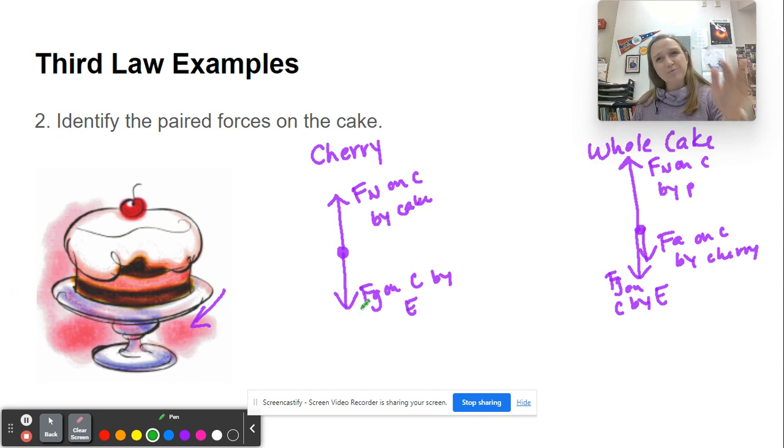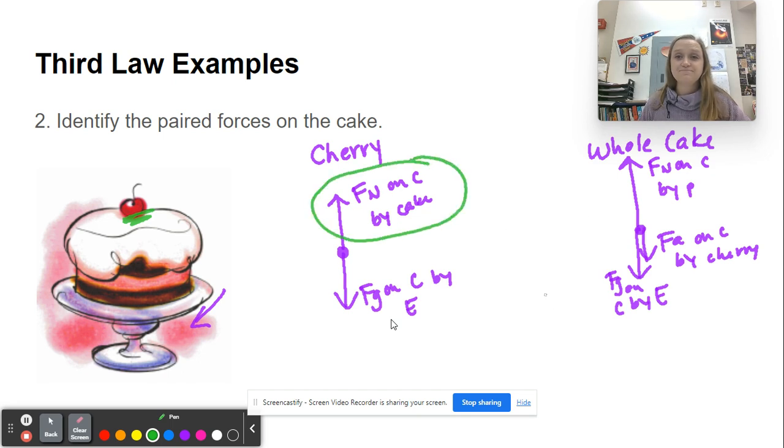Now with the cherry, it's probably easier to start with the cherry here because it only has two forces, and then figure out what the matching force is on the cake. So looking at this, I don't look at the Earth. The Earth is not one of the things I drew the force diagram for. So I'm not worried about what that paired force between the cherry and the Earth is. I'm curious about what the cherry and the cake is because that's where my interaction is. So I know this has to be one of my two paired forces.